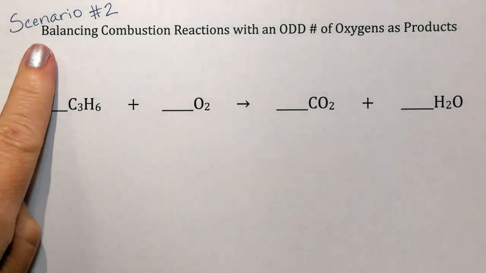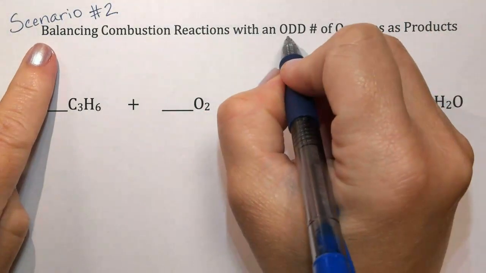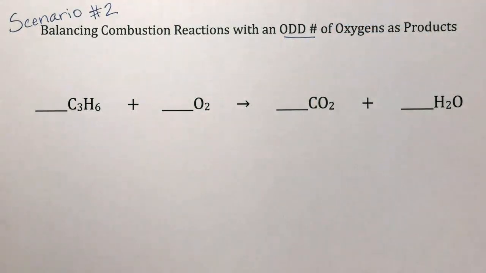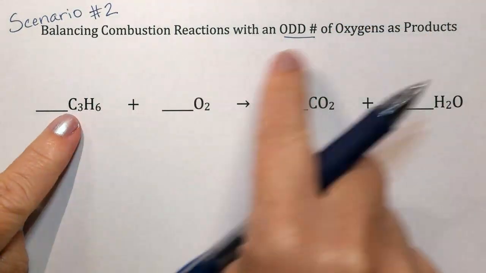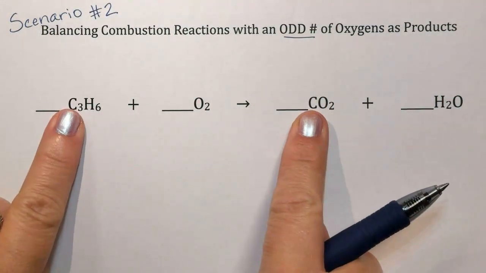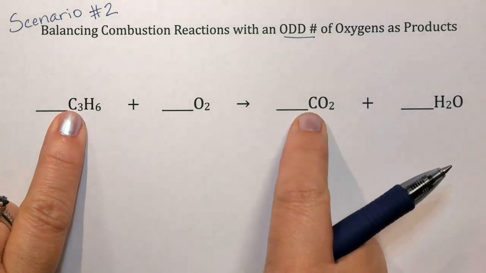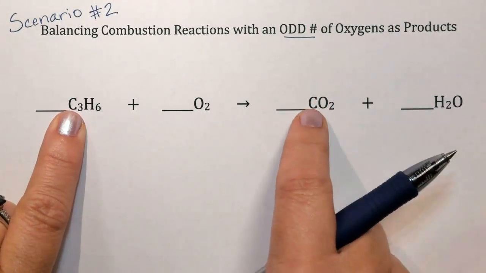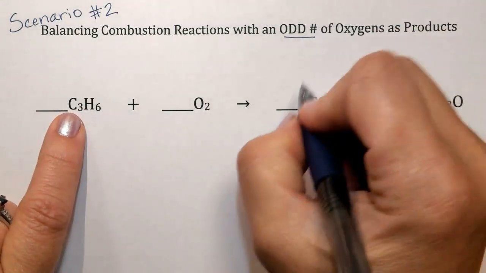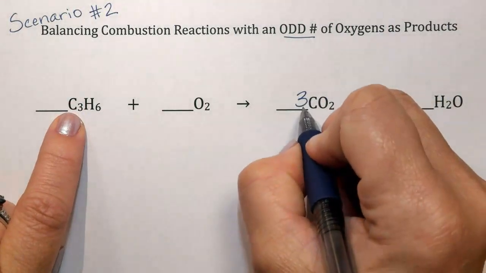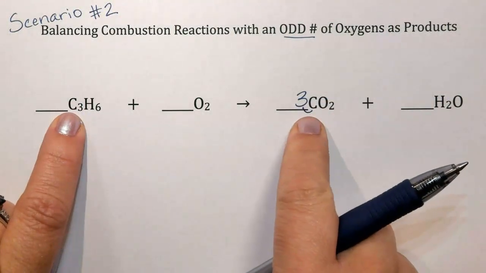Now this is scenario number 2, where we end up with an odd number of oxygens on our product side. And there's something special that we do when we have an odd number of oxygens. So we're going to start by balancing the carbons. 3 carbons on the left, 1 carbon on the right. So I need to fix it by making this equal 3, so it'll match the 3 over here. So we're going to put a 3 in front. That gives me 3 carbons on the left and 3 carbons on the right.